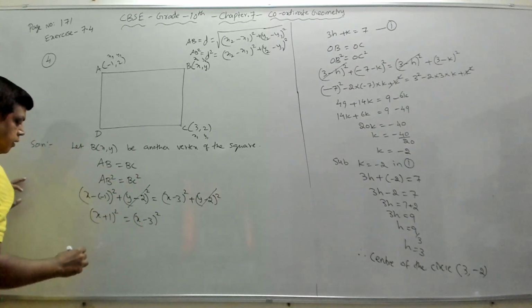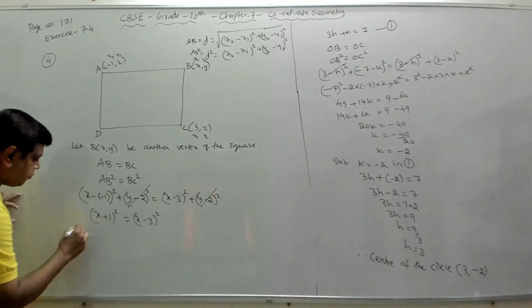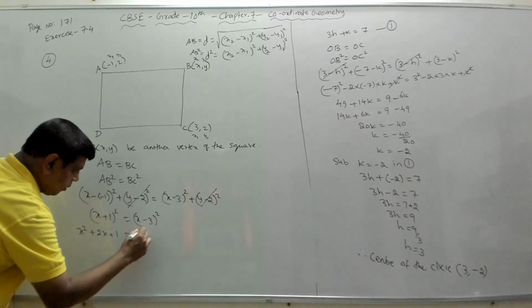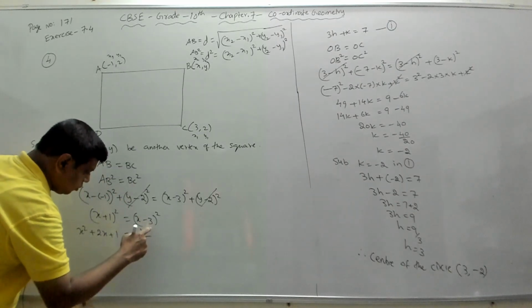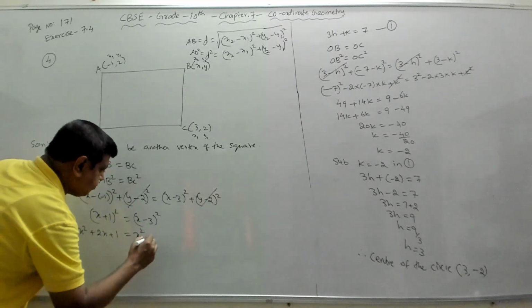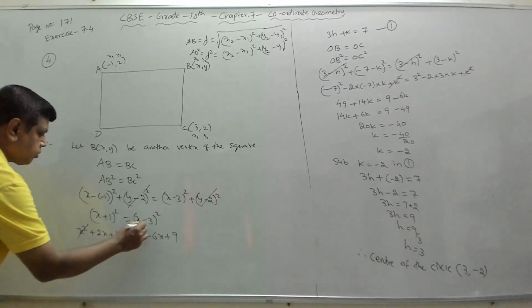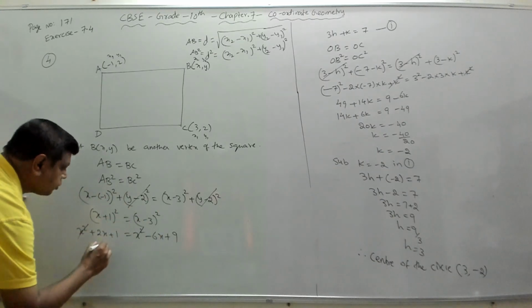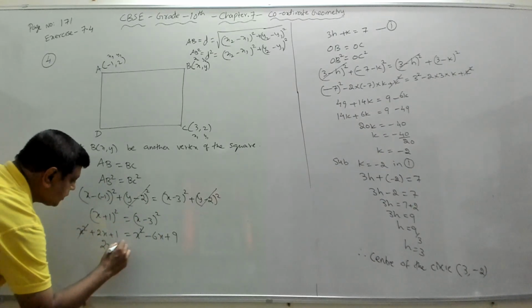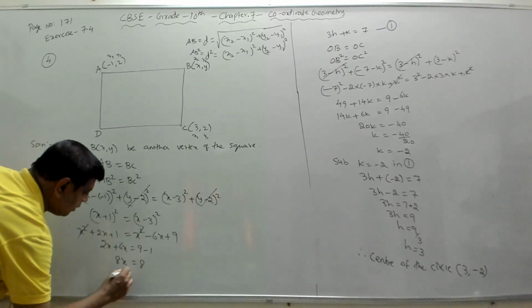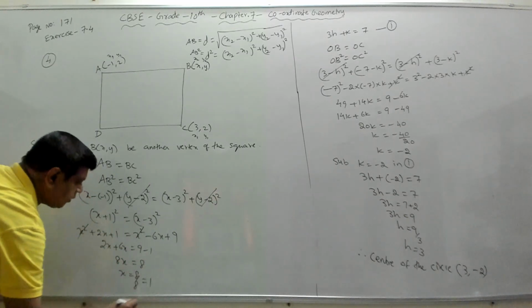Then let's evaluate. So if you expand this, a square plus 2ab plus b square equal to, here if you apply a square minus 2ab, 2 into x into 3 is minus 6x plus 9. Now again x square will get cancelled. This 6x will come here. So you'll get 2x plus 6x is equal to 9 minus 1. So 8x is equal to 8. X is equal to 8 by 8, which is 1.